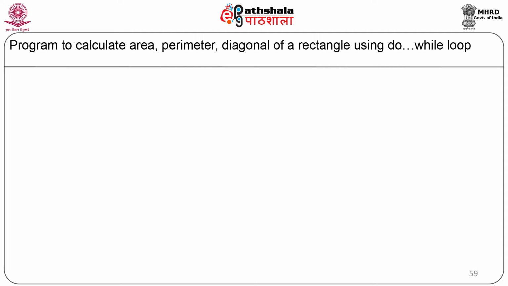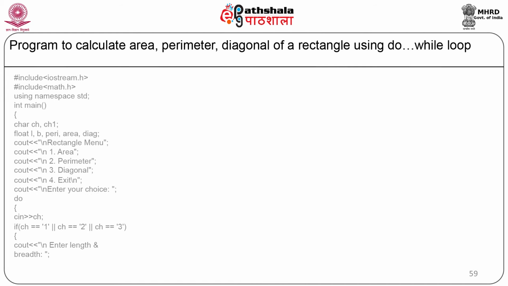Here the program will calculate the area, perimeter, diagonal of a rectangle using do while loop. We will start with the program, main. The characters have been declared ch, ch1. The float variables are l, b, peri, area and diagonal. Cout, the rectangle menu that is displayed to the user is 1 for area, 2 for perimeter, 3 for diagonal, 4 for exit. We are taking the value from the user as enter your choice.